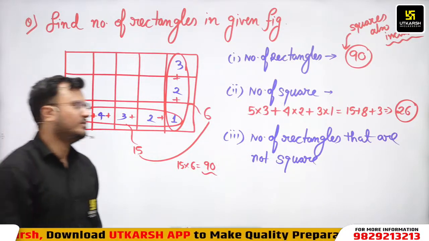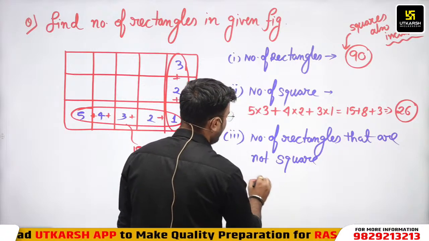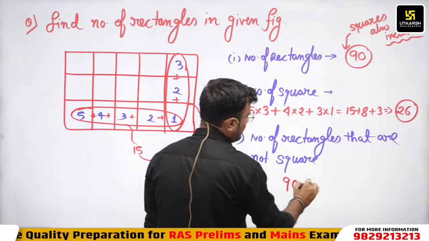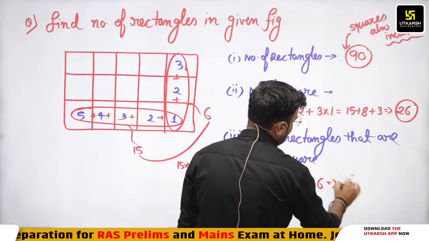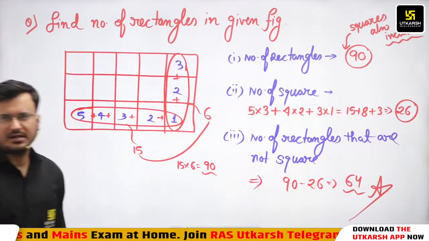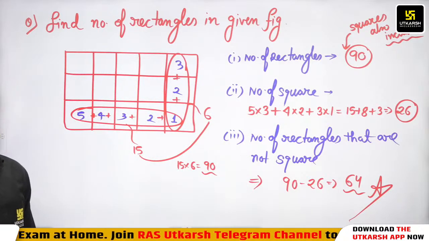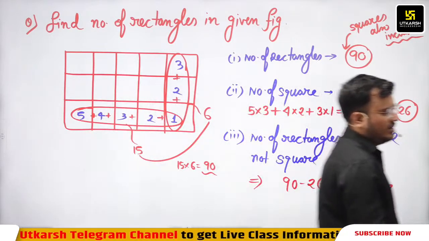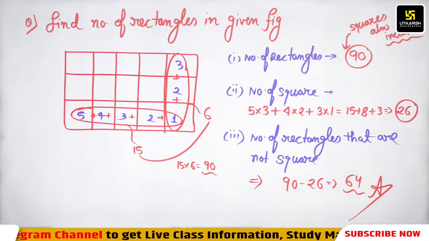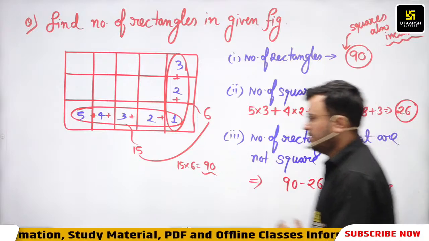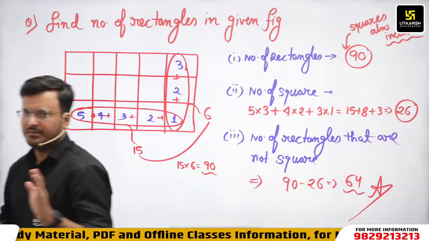number of squares from the number of rectangles, and you will get such kind of rectangles that are not square. So subtract 26 from 90. You will get 64. So there are 64 rectangles which are not square. Only rectangle. Now I hope the concept behind counting of rectangles and squares is crystal clear.